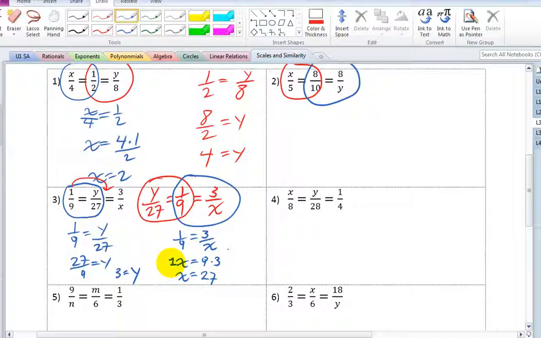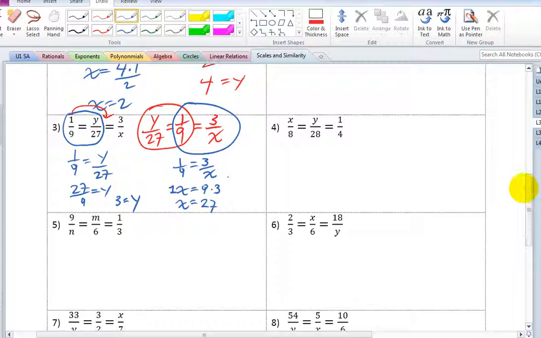How many people got y equals 3, x equals 27? Perfect. Now what you can see, hopefully, is that what we can do is make these two equal as well as having these two equal. So you don't have to rewrite. As you write the two ratios separately, for example, right here and right here, you can go from the question right to those ratios. So you don't need to rewrite.